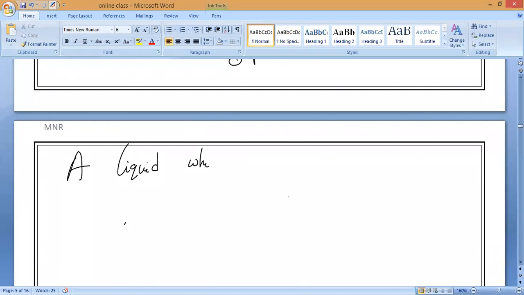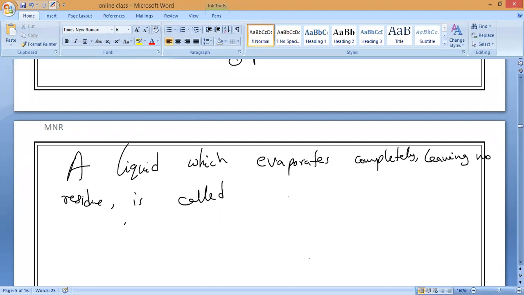Everybody write it. A liquid which evaporates completely without leaving any residue is called what? The solutions? It is called a pure compound. A pure compound will never leave any residue, but mixtures will.